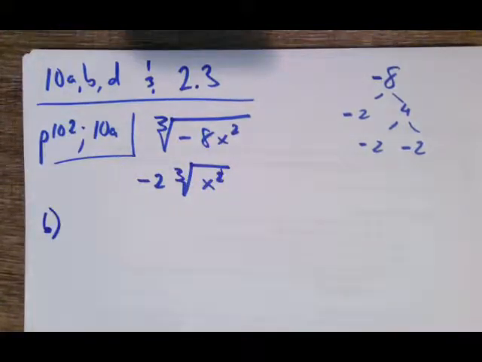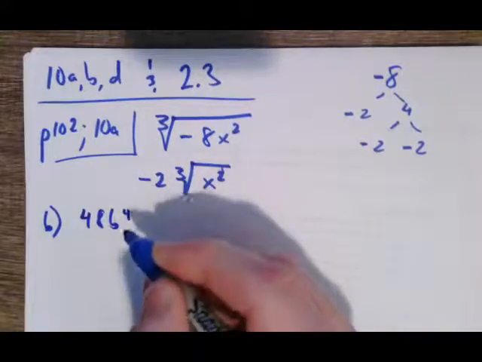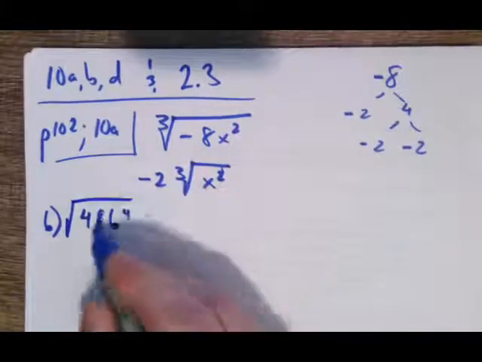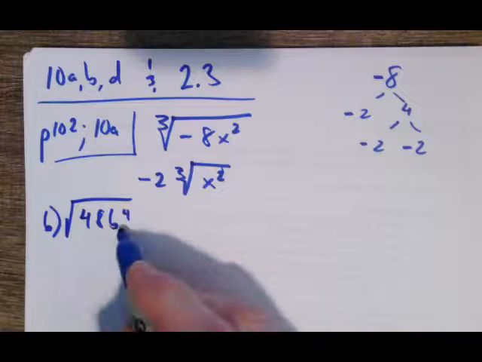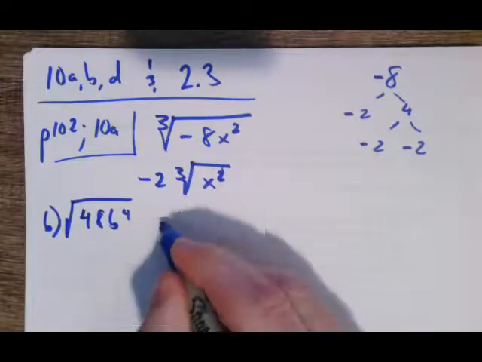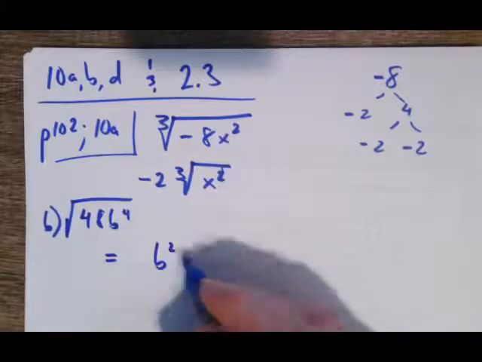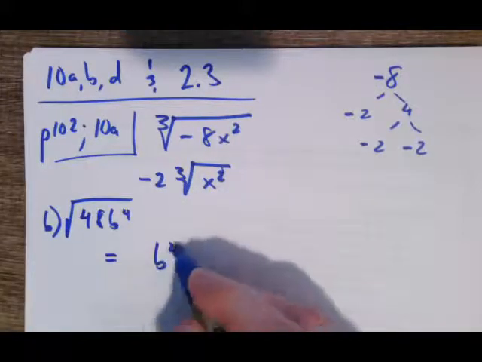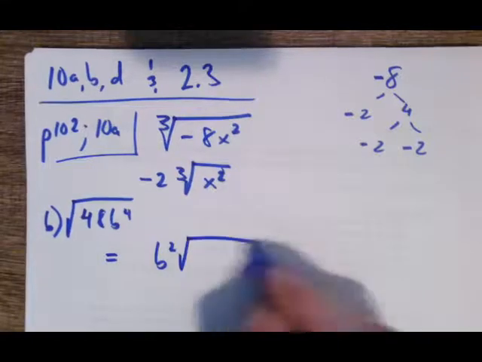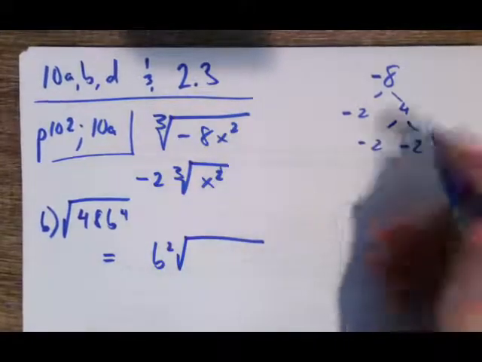B, 48b to the 4. And this is all under the root sign, so I can tell you right away, I don't know the factors for 48, but the square root of b to the 4 is b squared. So for sure, b squared is coming out. And there's not going to be any b's left inside, because b to the 2 times b to the 2 is b to the 4. Now we just got to figure out 48. And this is just the square root.